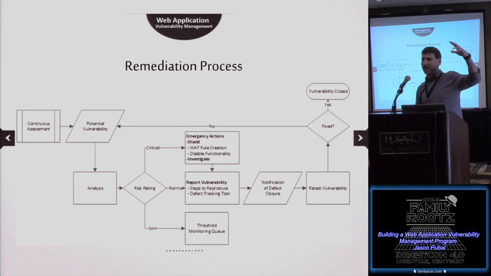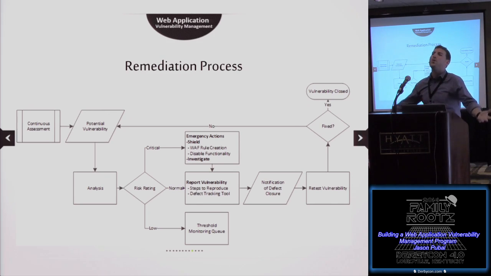We have our very critical bucket, which is, holy crap, it's on fire, let's do something right now. In which case we also have a bunch of web application firewalls deployed. So this is where the shielding comes in. Maybe we'll deploy a WAF rule. And maybe it's just some really dangerous functionality that we'll just disable until we can fix it.